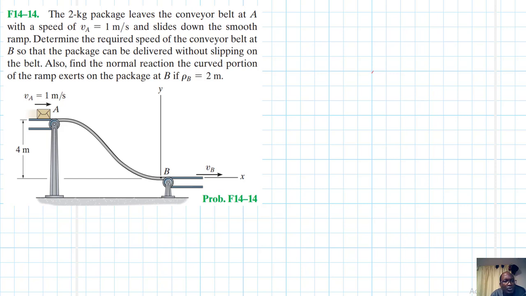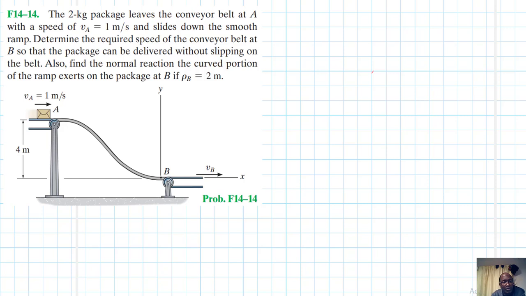The problem reads that the 2 kg package leaves the conveyor belt at A with a speed of 1 meter per second and slides down the smooth ramp. Determine the required speed of the conveyor belt at B so that the package can be delivered without slipping on the belt. Also find the normal reaction the curved portion of the ramp exerts on the package at B if the radius of curvature at B is equal to 2 meters.